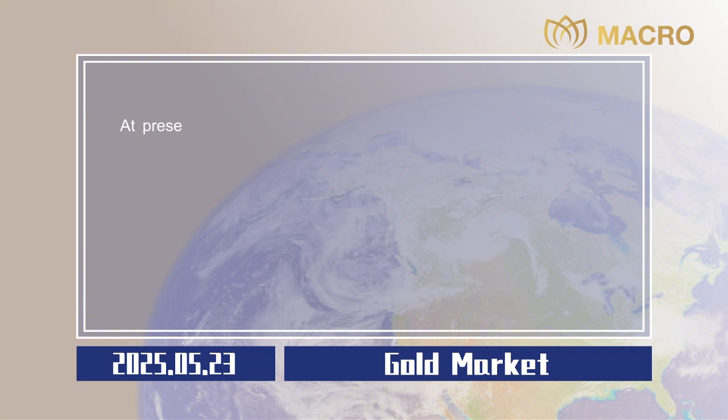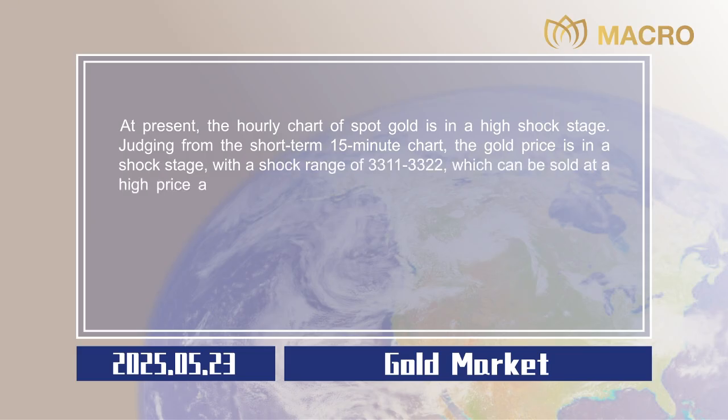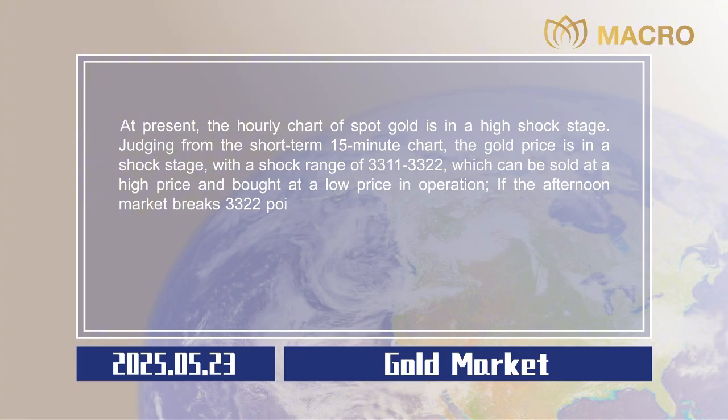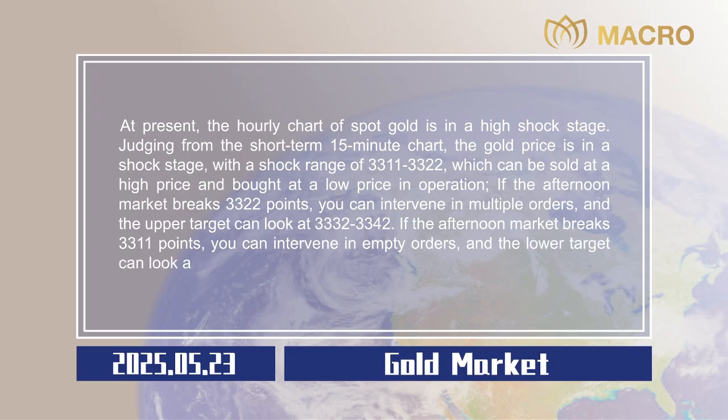Gold market. At present, the hourly chart of spot gold is in a high shock stage. Judging from the short-term 15-minute chart, the gold price is in a shock stage, with a shock range of 3,311 to 3,322 dollars, which can be sold at a high price and bought at a low price in operation. If the afternoon market breaks 3,322 points, you can intervene in multiple orders, and the upper target can look at 3,332 to 3,342. If the afternoon market breaks 3,311 points, you can intervene in empty orders, and the lower target can look at 3,301 to 3,291. Stop losses are all $5.